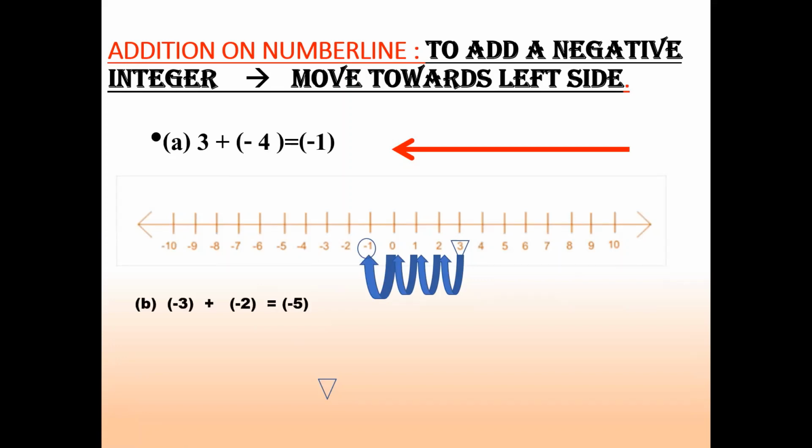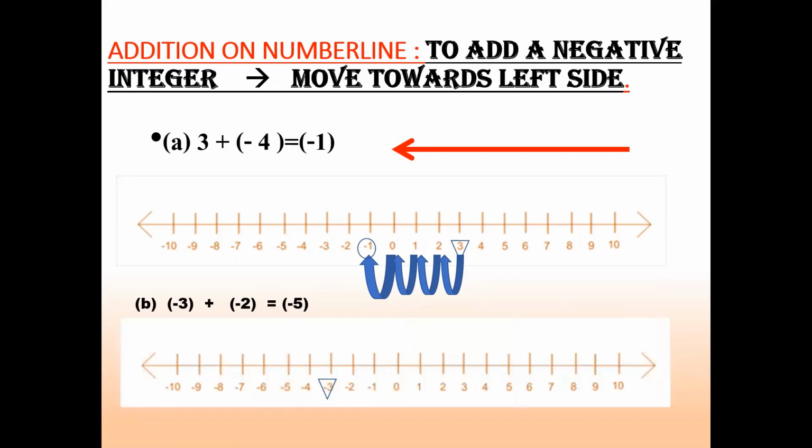Similarly, if I am adding -2 to a negative integer, that is -3, I will again jump towards the left side. Let's see where we reach. My starting point will be -3, where I am standing, and then I will jump 2 times towards the left side. You will see you have reached -5. Now take a look. When I was adding 2 negative integers, the result is a negative integer only.